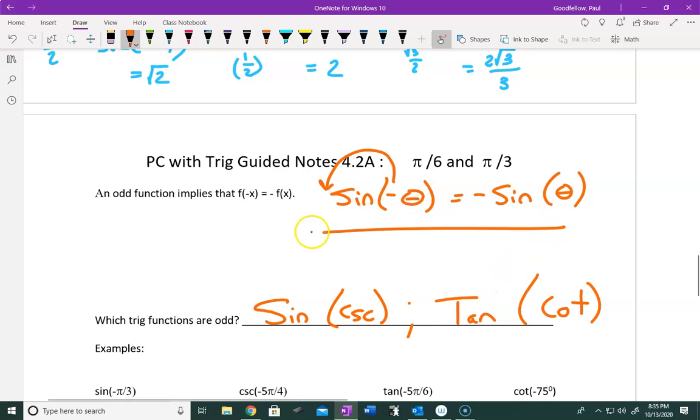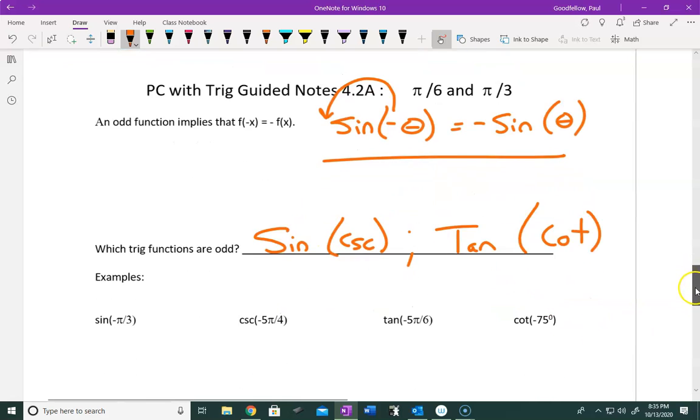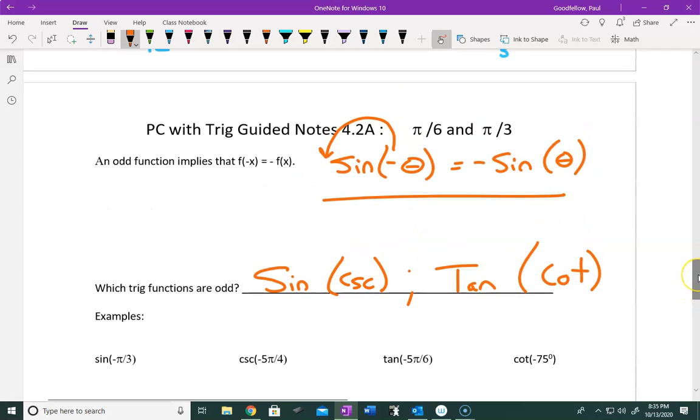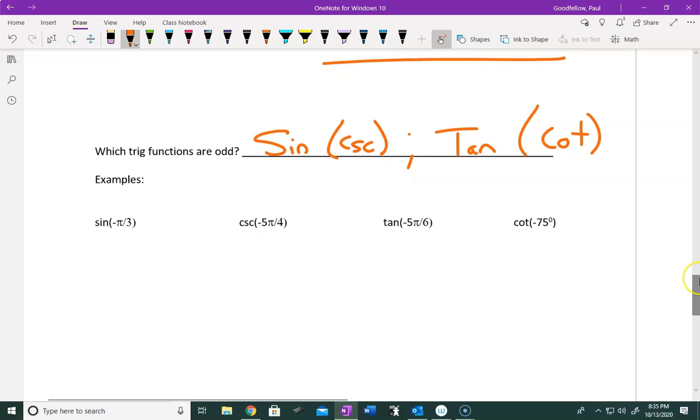That's the odd rule. So sine and tangent work that way. Now, if it was me, I would basically remember that cosine is even, and then everything else is odd. Cosine and secant are even, and then all the rest are odd.